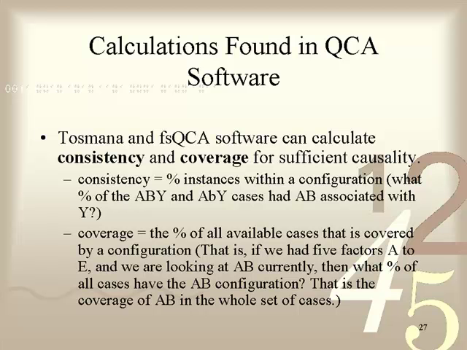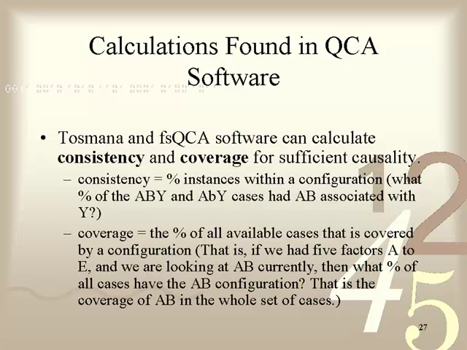It's very simple. So consistency, you can think of it as the percentage of the instances within a configuration. So what percentage of the configuration A, B, Y, and A not B, Y, actually had A, B associated with Y as opposed to not Y? It would be 1 if it was a configuration that was all instances of Y. It's only if it's a contradictory configuration that the consistency comes below 1. So it might be 40% or 80%, and it has to be quite high for us to conclude that there's sufficient causality.